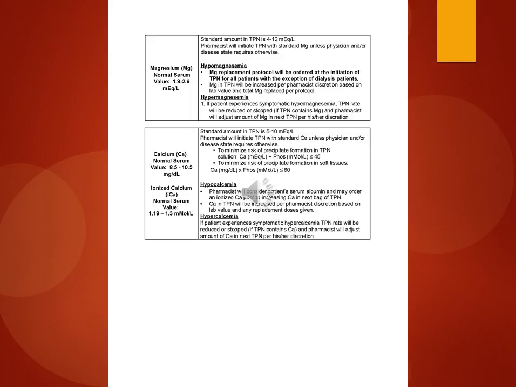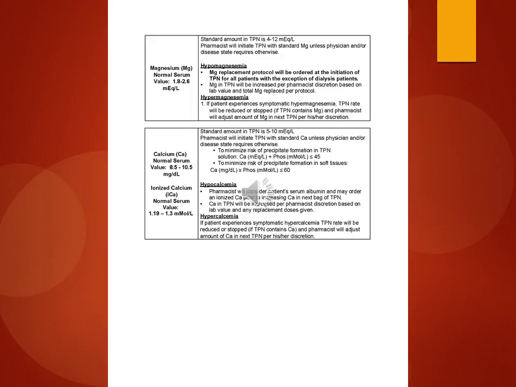Hypermagnesemia: 1. If patient experiences symptomatic hypermagnesemia, TPN rate will be reduced or stopped. 2. If TPN contains Mg, the pharmacist will adjust amount of Mg in next TPN per his/her discretion. Calcium, Ca. Normal serum value, 8.5-10.5 mg/dL. Ionized calcium normal serum value, 1.19-1.3 mmol per liter. Standard amount in TPN is 5 to 10 mg per liter.